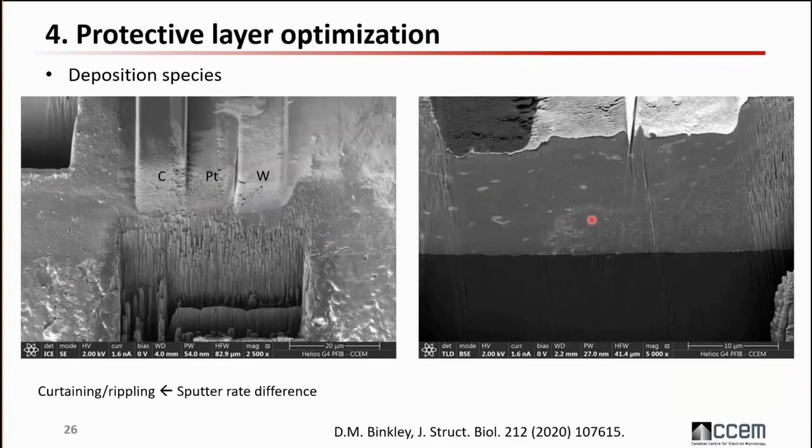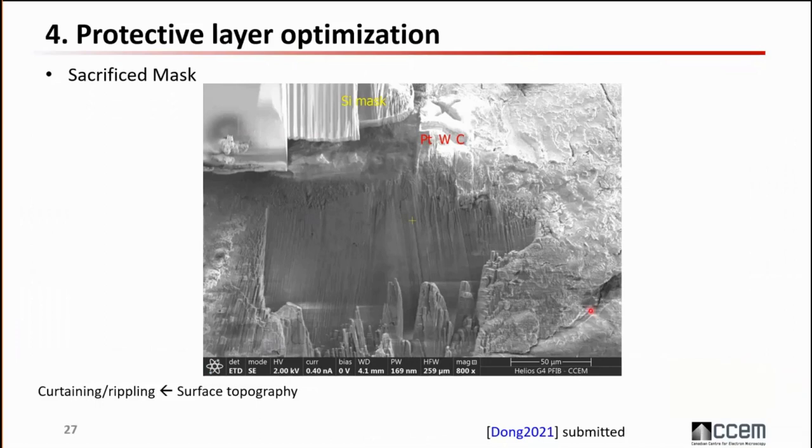That means the features of your sample are well shown without any hiding by your cutting. Sometimes the deposition can be useless, especially here, in an example on concrete. Even if we put a very thick deposition here, you can still see this rippling in your cross-section. So in that case, we put a sacrificial silicon mask on the top. After that, that could be a good solution to get this clean cross-section and also for your 3D acquisition.